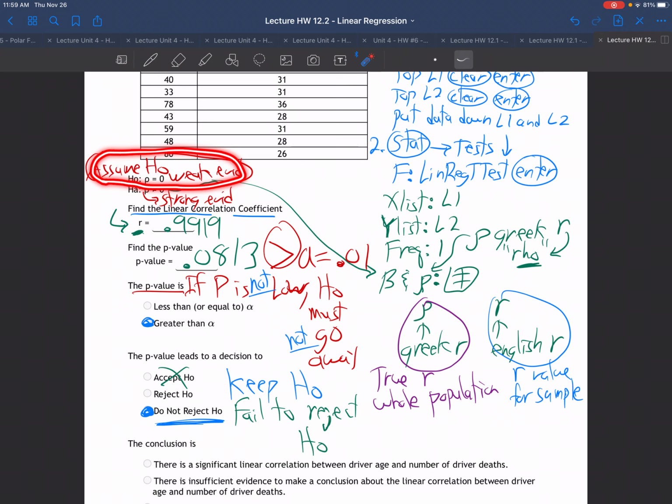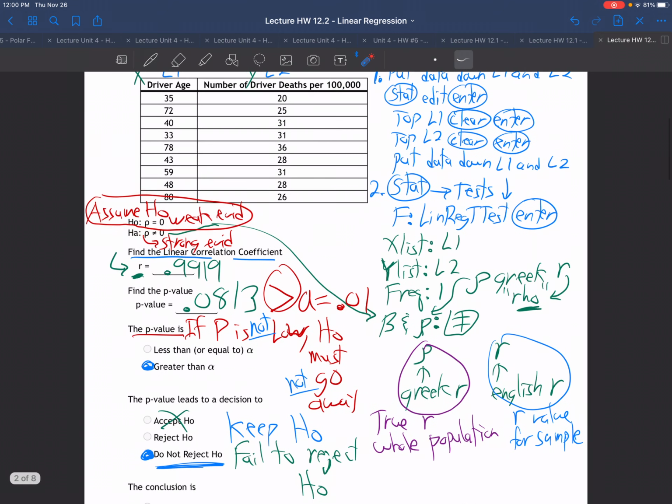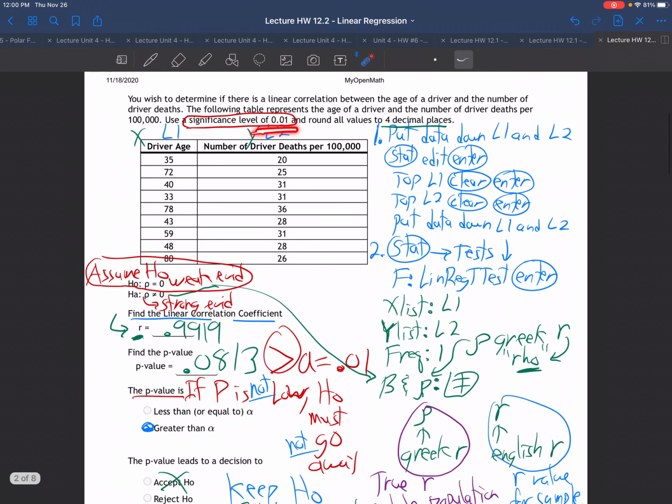We assume the person is innocent. We assume H0 is true. And what does H0 say? That rho, which is the same as r, is 0, meaning there's no linear relationship. We assume there's no linear connection between driver age and number of deaths. That's what we assume unless evidence is super strong, below a 1% chance of luck. Well, evidence came in fairly strong, but there was still an 8% chance it could have just been luck. That's too high for us, so we say, nope, we're going to stick with our original assumption.